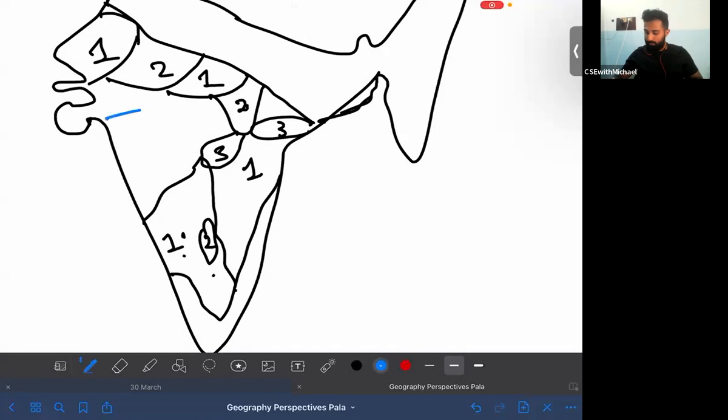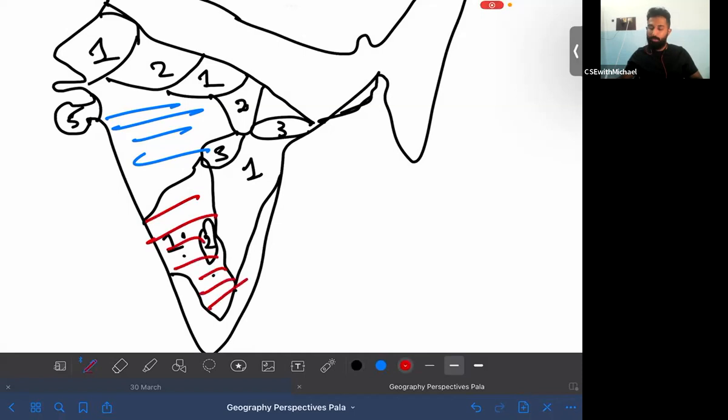So these are the deficient ones. Because of the nature of the rock, we'll have very low water permeability.